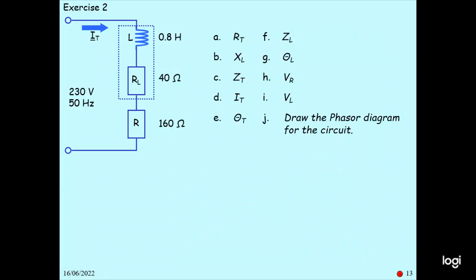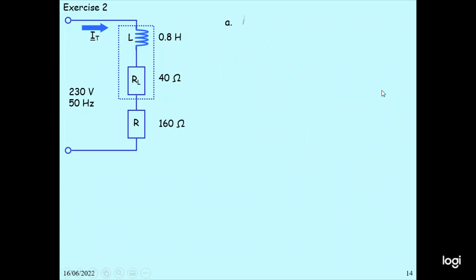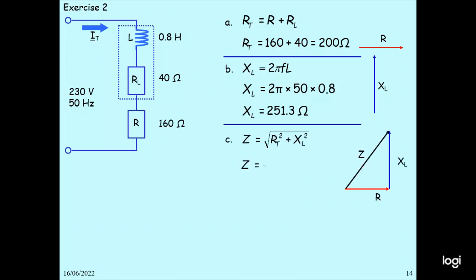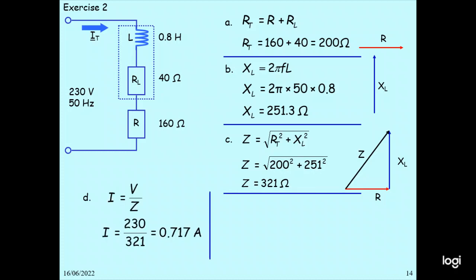So this is exercise 2. R is 160, R is 40, L is 0.8. We have to calculate and draw the phasor diagram for the circuit. RT equals R plus RS, so 160 plus 40, 200 ohm. XL is equal to 2 pi f L, 2 pi into 50 into 0.8, so 251.3 ohm. Z equals square root of RT square plus XL square. So Z we calculate: 200 square plus 251 square, 321. I equals V by Z, so 230 by 321, you get 0.717 amps. Theta is tangent inverse XL by RT, so tangent inverse 251 by 200, 51.45 degrees.